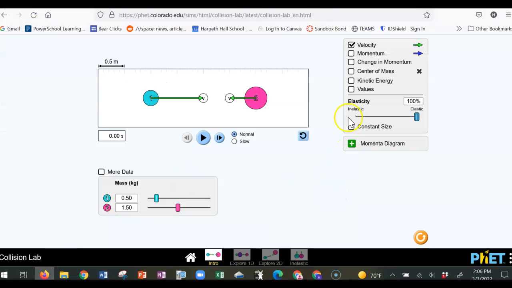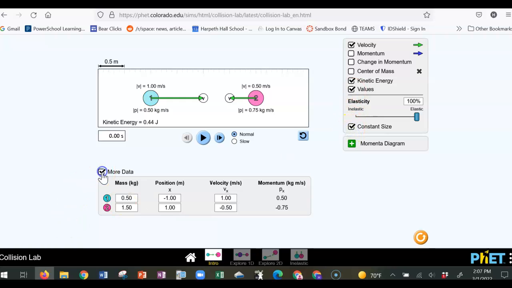There's only one difference. As you set it up, click in velocity, kinetic energy, values, constant size, and more data. But this is very important: you must change the elasticity from 100% to 0%, because in this portion of the lab, we want to look at completely inelastic collisions. But the basic process for getting data is similar.